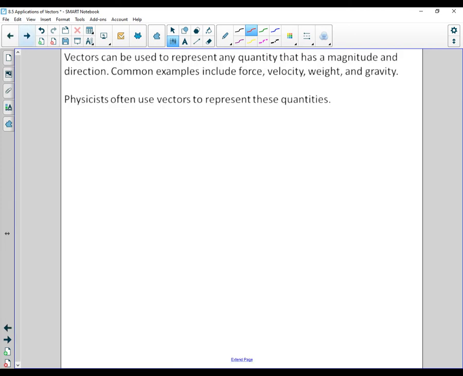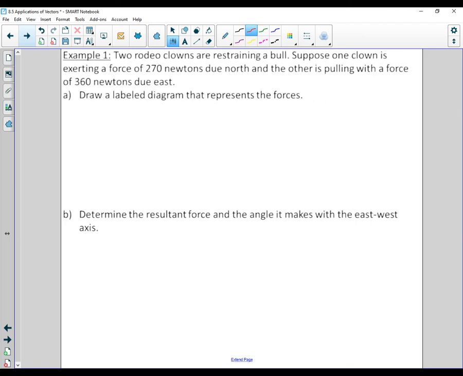Okay, we're just going to go through one example today. I should talk about this first. Vectors can be used to represent any quantity that has a magnitude and direction. Common examples include force, velocity, weight, and gravity. Physicists often use vectors to represent these quantities. We all love physicists. They do a great job. Physicists have a lot of jobs in the world.